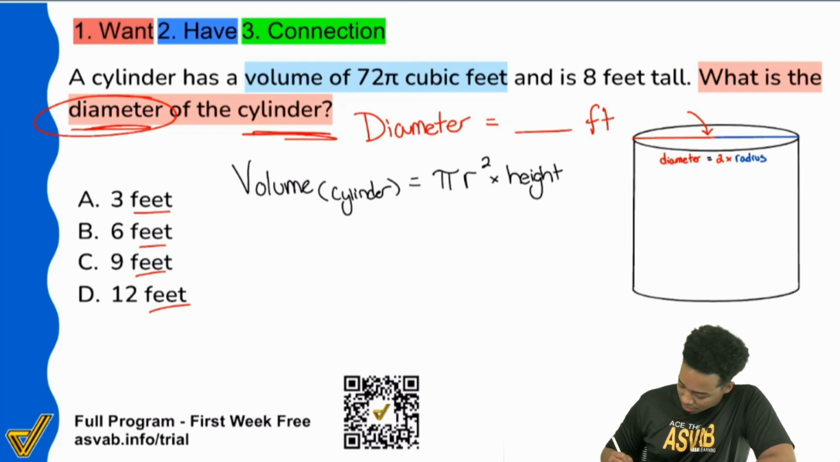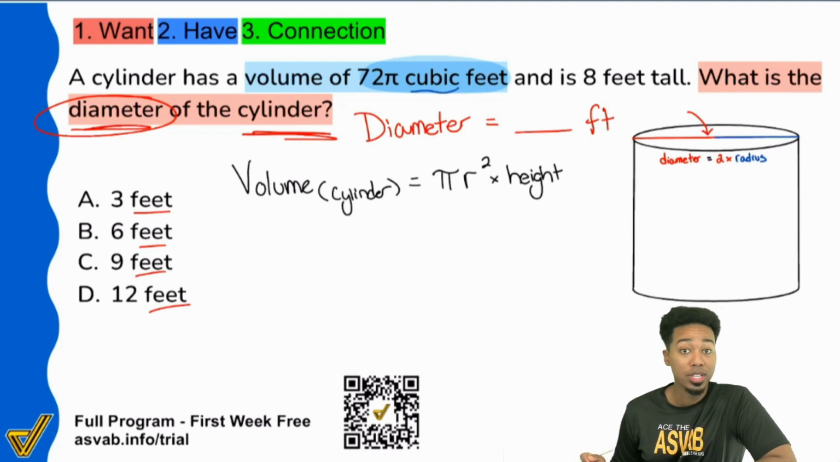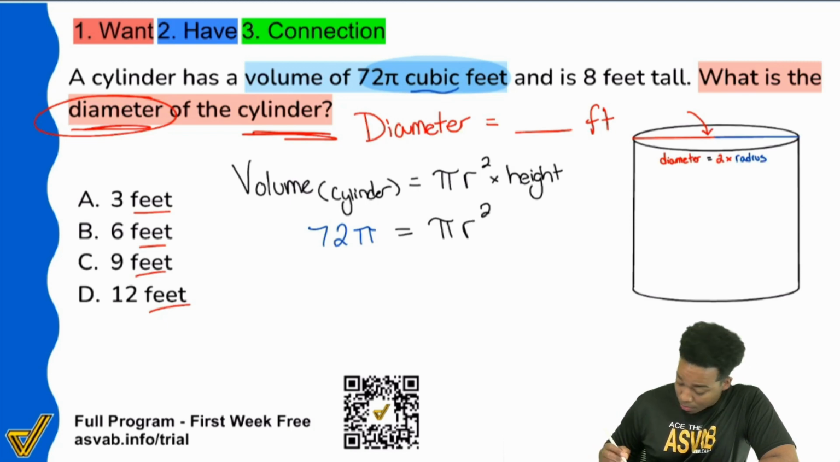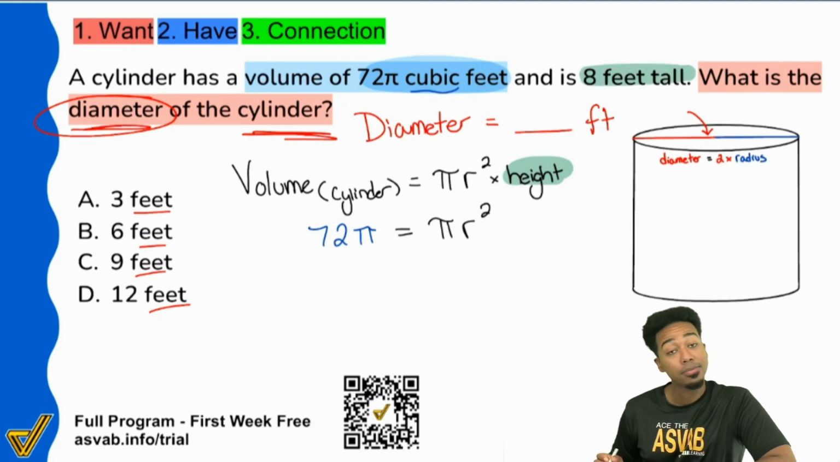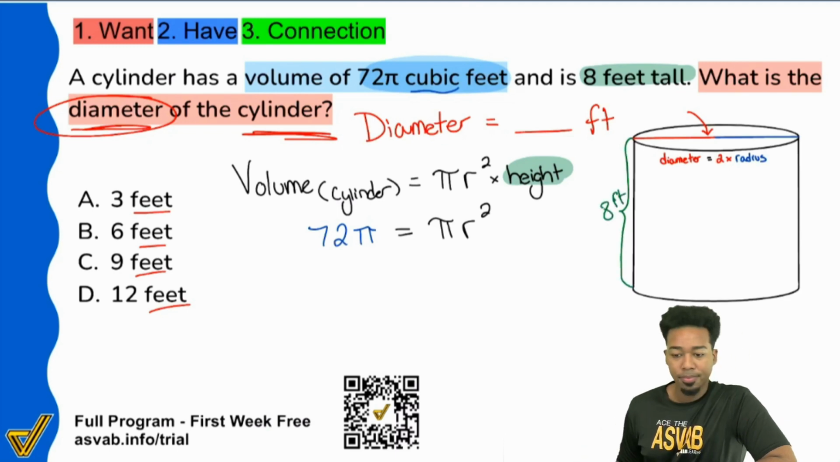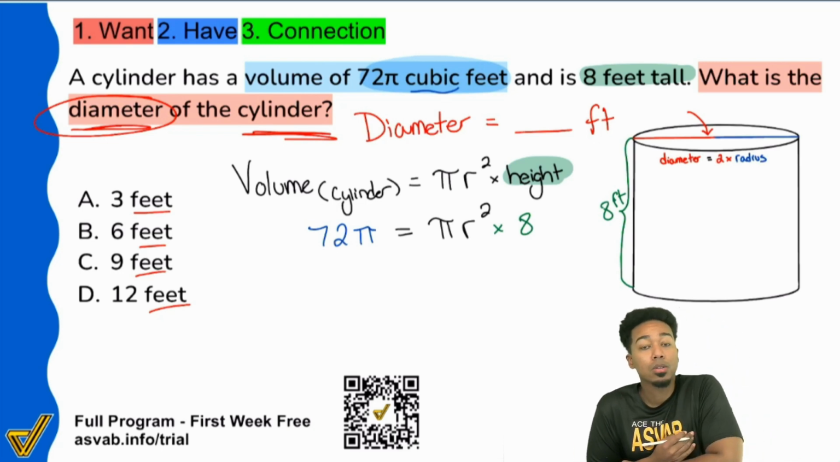So the volume that we're given right there, 72 pi cubic feet. We know it's the volume because it says volume and it says cubic units. So right there, we will say 72 pi equals, and then we have pi. We don't know what the radius is, but we do know what the height is, because it tells you that it's 8 feet tall. So I can say that right here. Again, all that right there, that's 8 feet. Great. Times 8. Perfect.